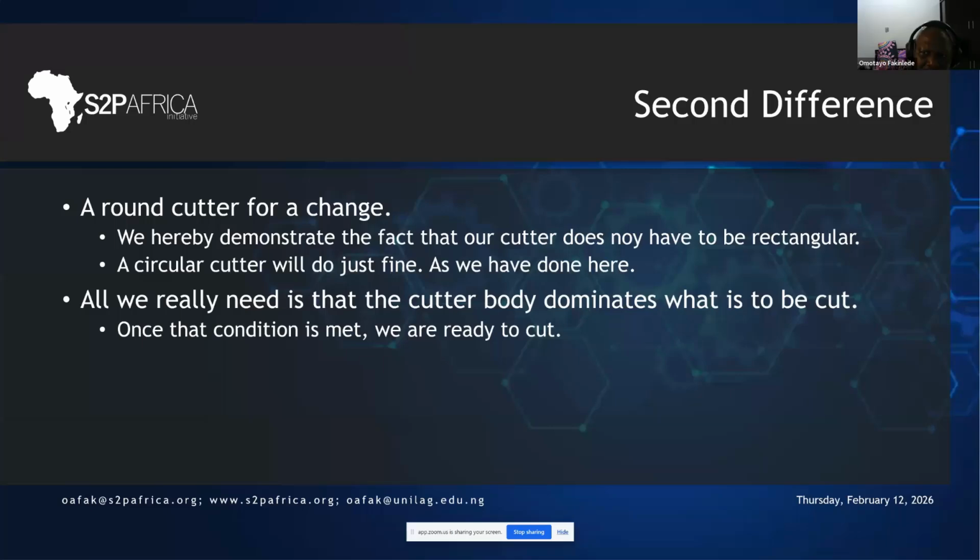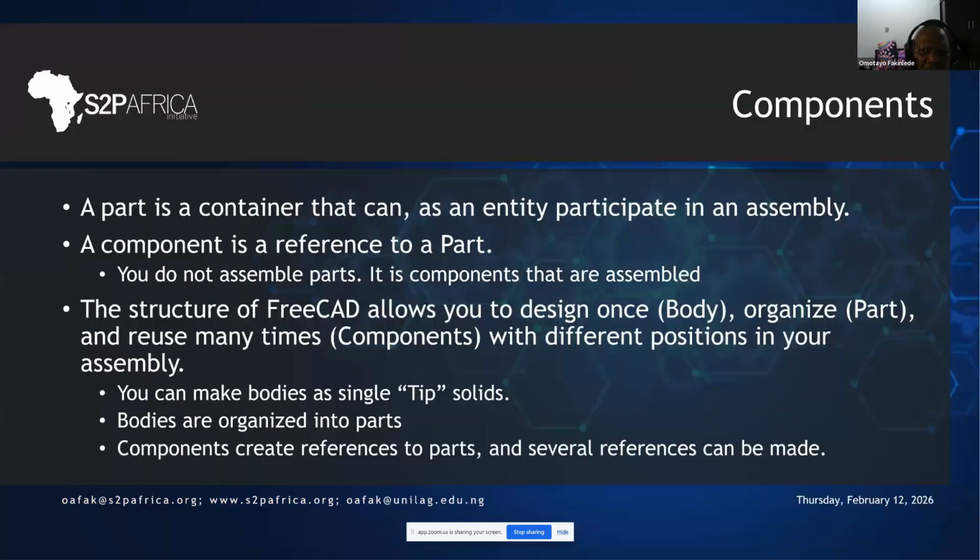So where are we? Okay, components. A part is a container that can, as an entity, participate in an assembly. A component is a reference to a part. You do not assemble parts. It is components that are assembled. The structure of FreeCAD allows you to design in the body, organize in parts, and reuse as many times as you like, which are components. So you do your design in the body, you do your organization in parts, and then you reuse as many times as you like in components.